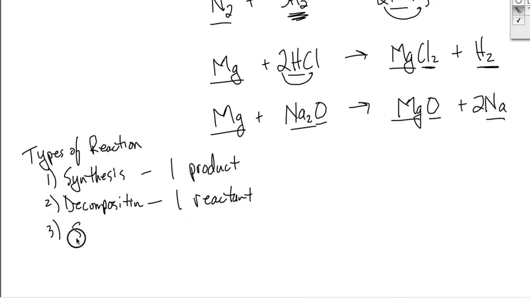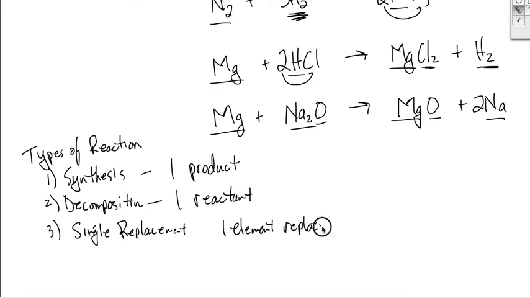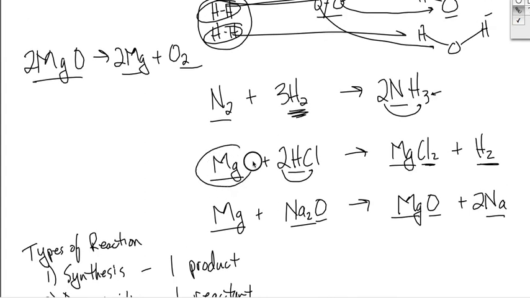Number 3, we talked about single replacement, or maybe called single displacement. And that is when you have one element replacing another. So you would have a single element on the reactant side and then a different single element on the product side. That's what we have here. We have single magnesium all by itself, and it reacts, kicks out the hydrogen, and now you have the hydrogen all by itself. That is an example of single replacement. Okay?